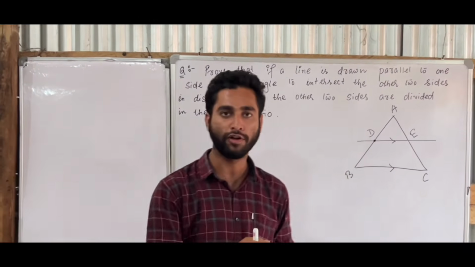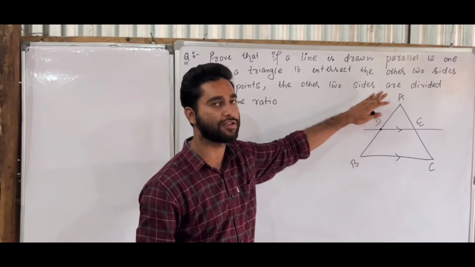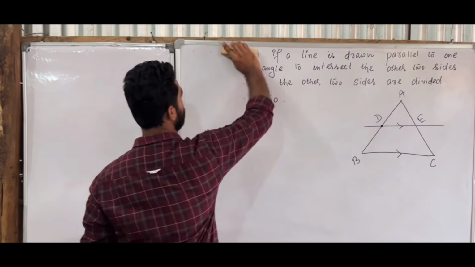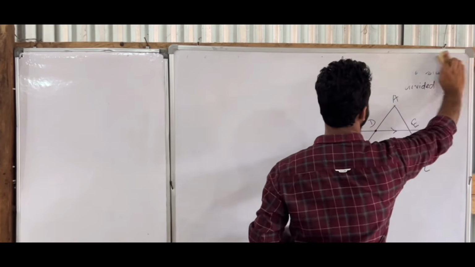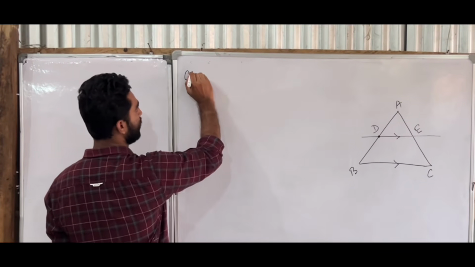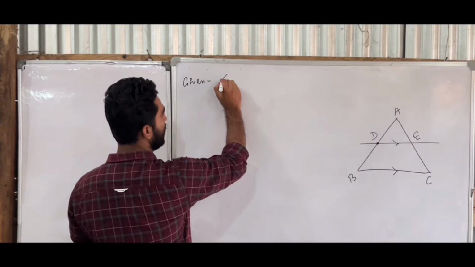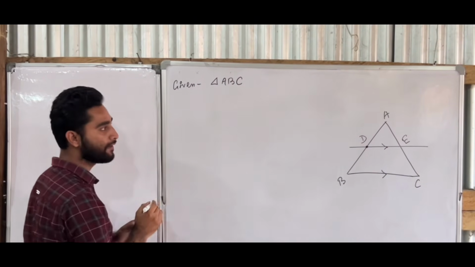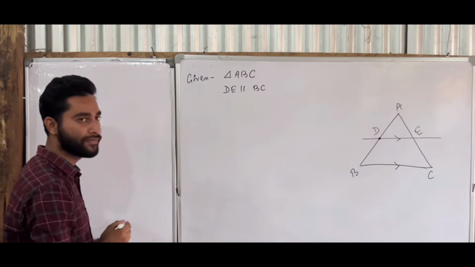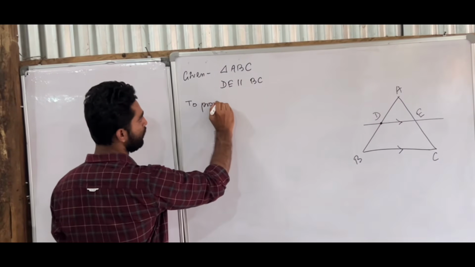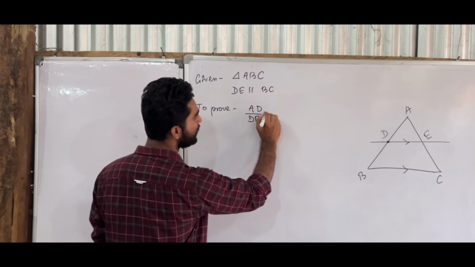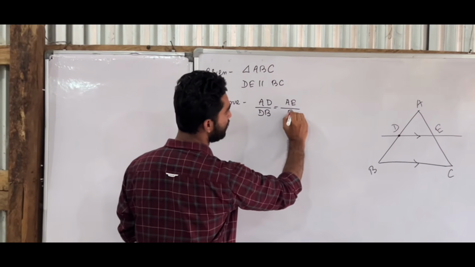So in this video we are going to prove how AD divided by DB is equal to AE divided by EC. So let's start. First, given. What is given? A triangle ABC is given, and in this triangle DE is parallel to BC. Then to prove, what we have to prove? We have to prove the ratio of their sides are equal. That is, AD divided by DB is equal to AE divided by EC.